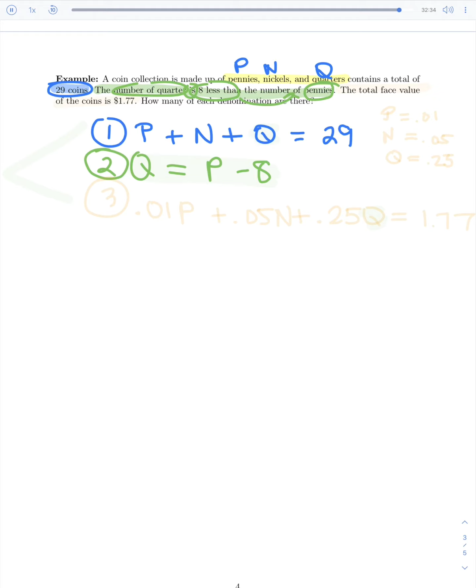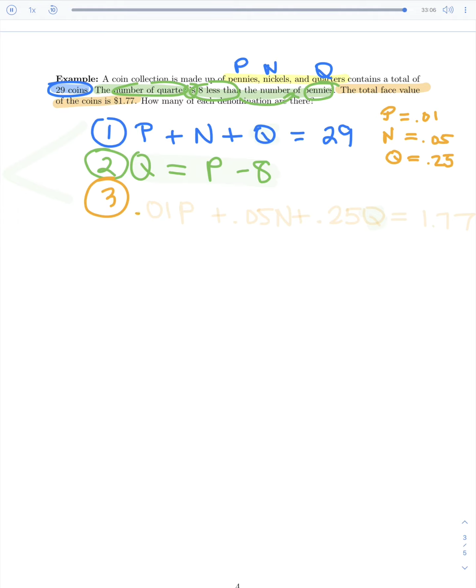The last equation is going to have to come from the total face value of the coins being $1.77. Well, that means we have to use the face value of all of the coins. We know that the pennies are 1 cent, so that's 0.01. The nickels are 5 cents, which is 0.05. And the quarters are 25 cents, which is 0.25. So we have to use those values.